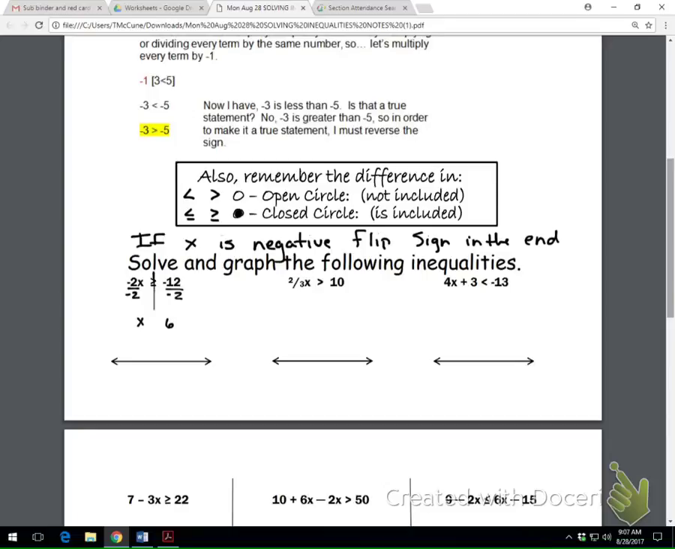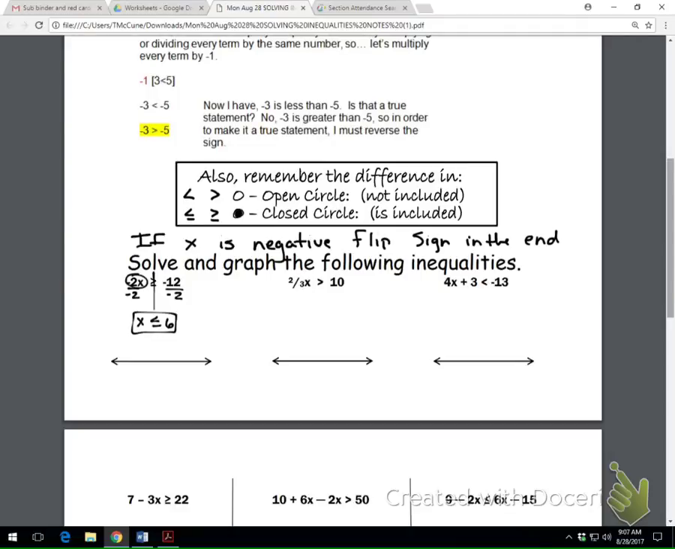Positive. Now, is x negative? Is the number tied to x negative? Yes, so we're going to flip this sign. So instead of greater than or equal to, it's going to turn to less than or equal to because that was negative. So then this is our final answer.